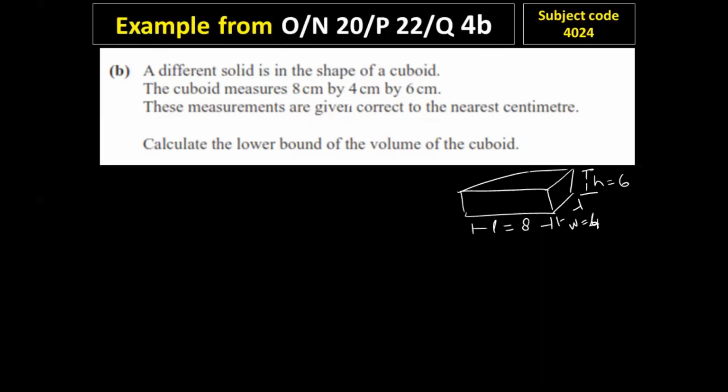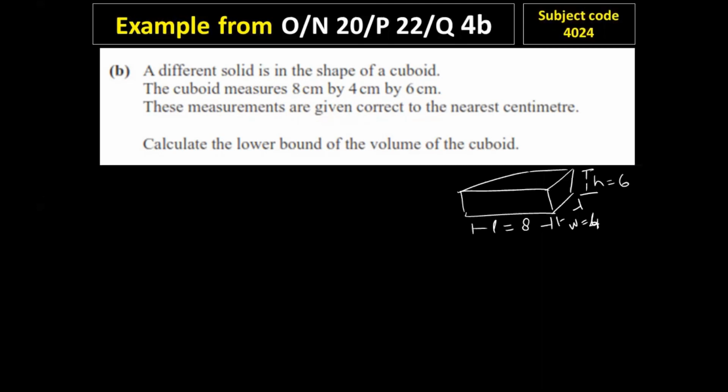The cuboid measures 8 centimeter by 4 centimeter by 6 centimeter. The measurements are given correct to the nearest centimeter. Calculate the lower bound of the volume of the cuboid. This is also an indirect approach here. It is not a direct approach question, because first you have to use the formula of the volume, then you have to convert it into the lower bound of the volume.